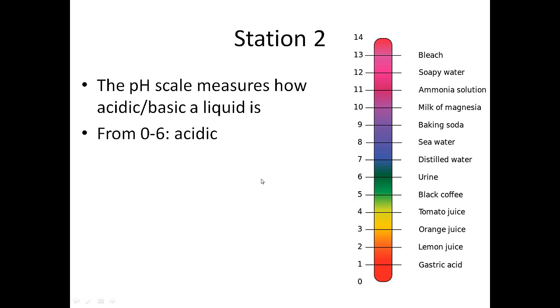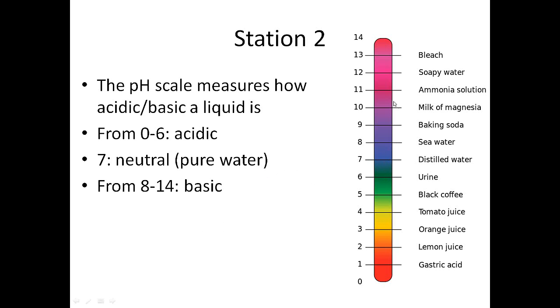Number 7, right in the middle, is something that is neutral. So pure water is neither acidic nor basic, and that's why it hangs out in the middle. 8 to 14 would be basic. The higher we get, the closer to 14, the stronger the base. So bleach is a very strong base. Ammonia would be up here as well. And you can also see what else fits on this scale. Look up other things online if you're interested. You can see where different liquids fall.